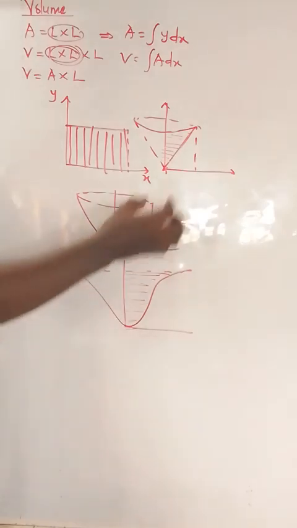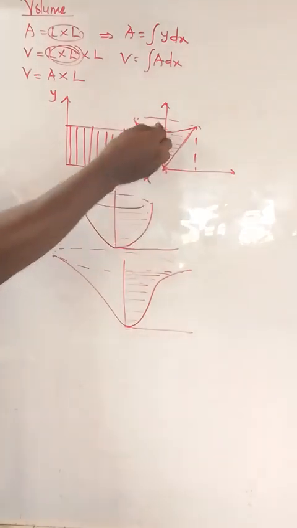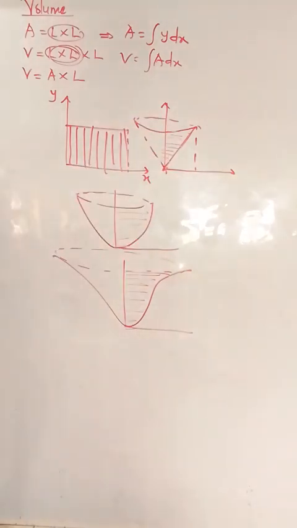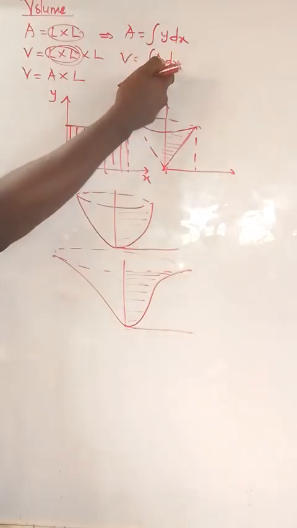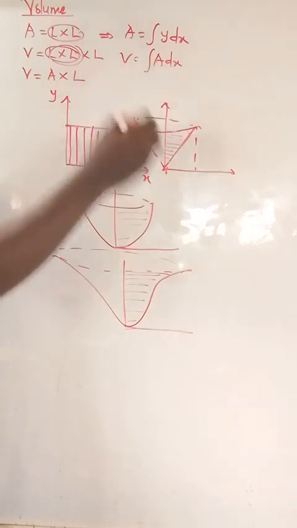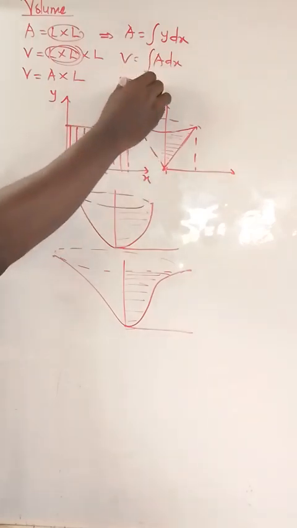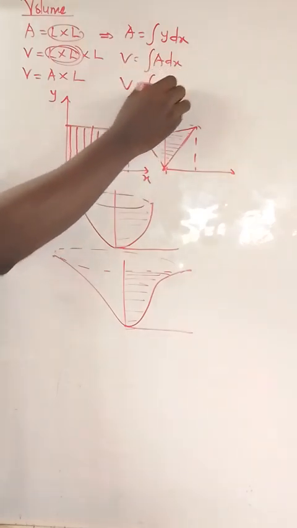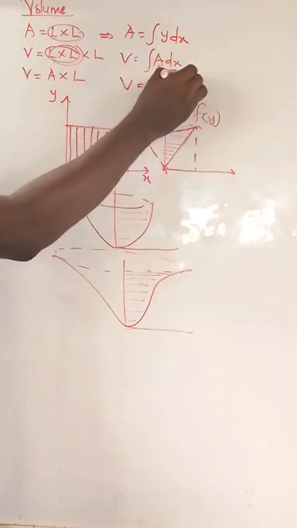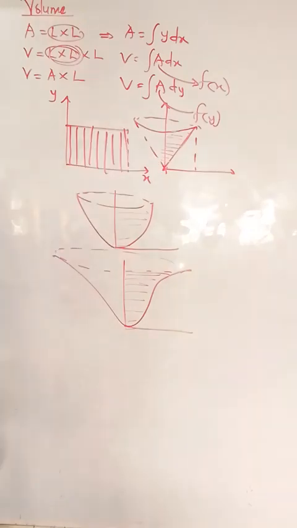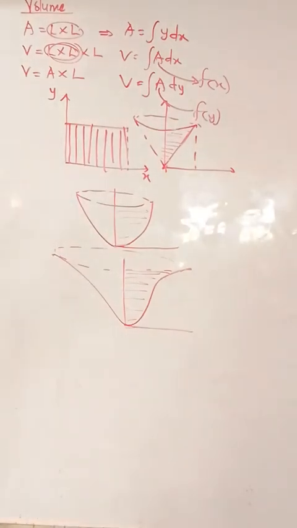And this time around, we are not taking the area about the x-axis, we are taking about the y-axis. So sometimes, if this area is a function of x, it will be x. If it's y, it can also be y. So meaning volume can also be the integral of area dy. In this case, this A is a function of y. For this case, A is a function of x. Let's take examples. Particularly UTME questions.